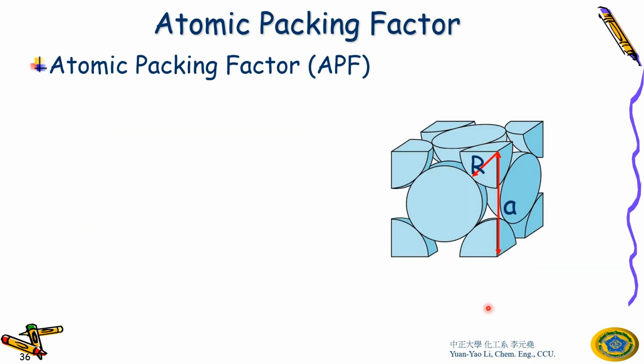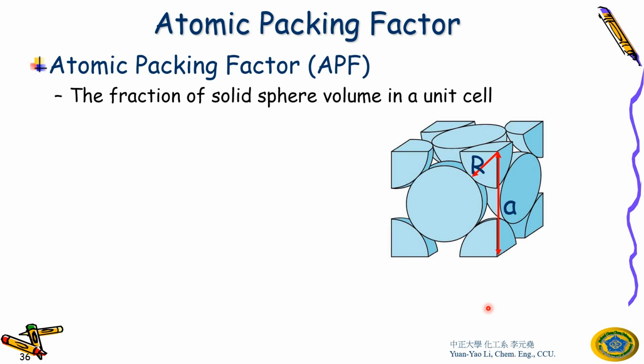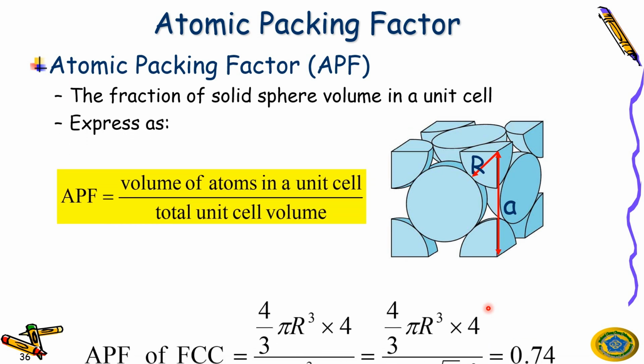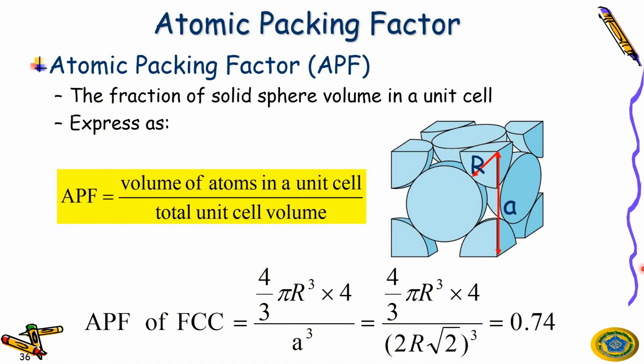So now, the important thing is atomic packing factor. Once you know the relationship between the atomic radius and the edge length, you can write this down for me. I don't want to waste your time. You have 4 atoms, remember? And after you do the calculation, the number is 0.74.